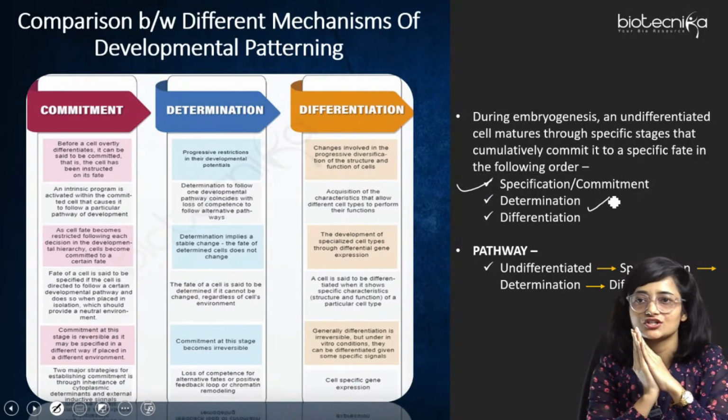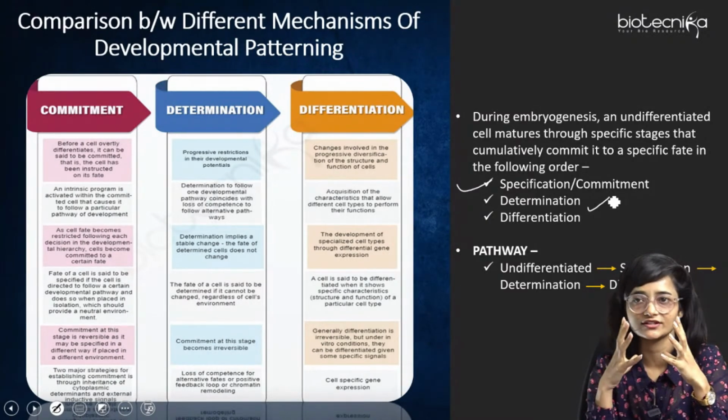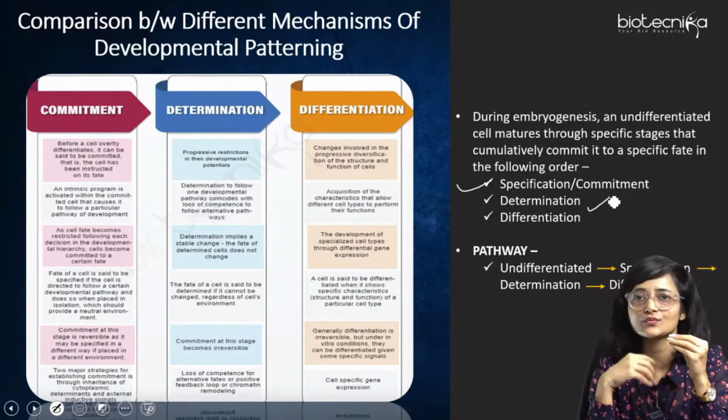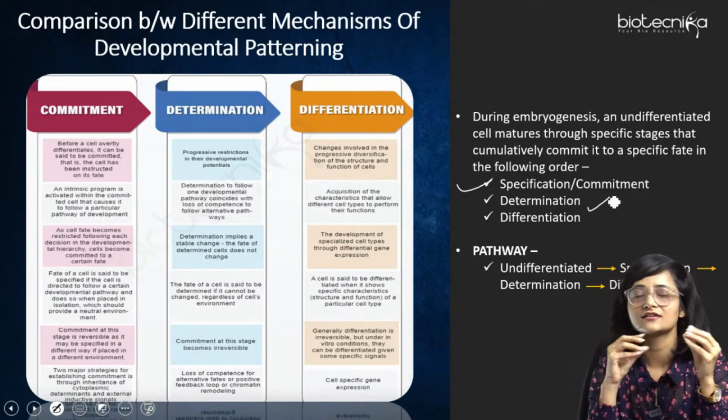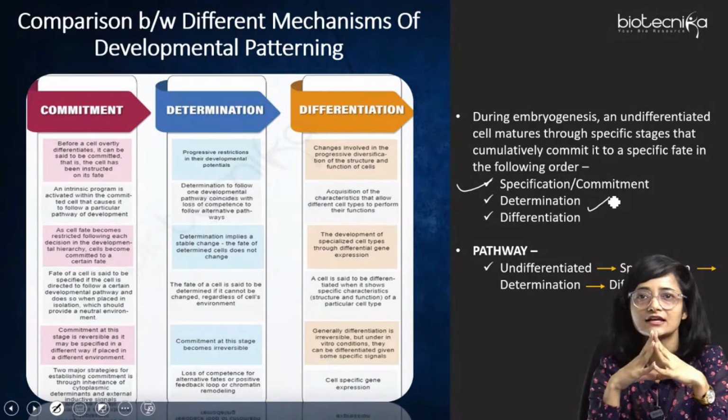Now comes the differentiation. This is yet another stage at which the cell is more restricted, right? Now the pathway has been decided, the cell is following the pathway, and now it is restricted to become a certain type of cell only. So what happens here? The changes involved in the progressive diversification of the structure and the function of the cells, right? Now since the cell has to achieve a particular cell fate, internally there is a certain kind of modification which takes place at this particular stage, right?